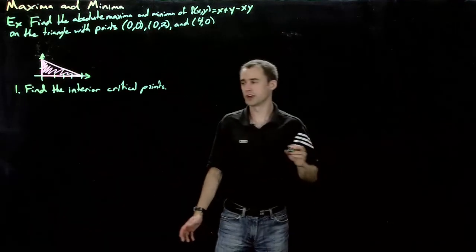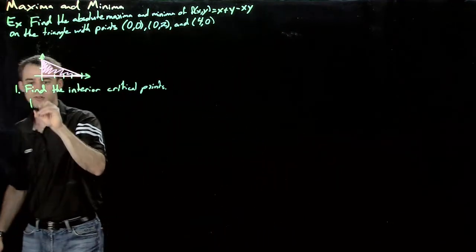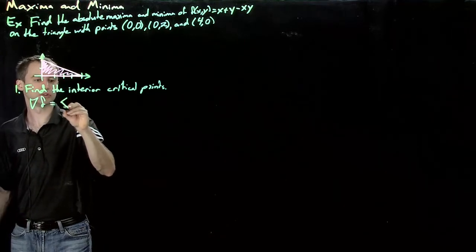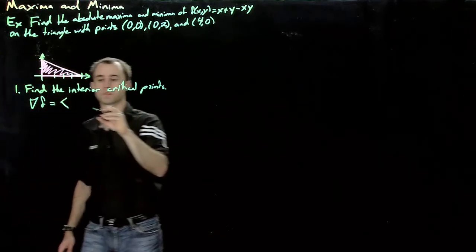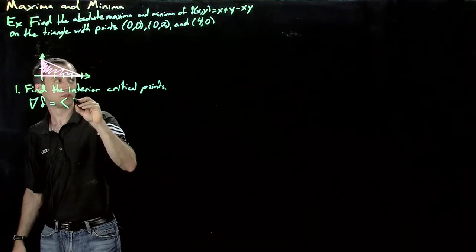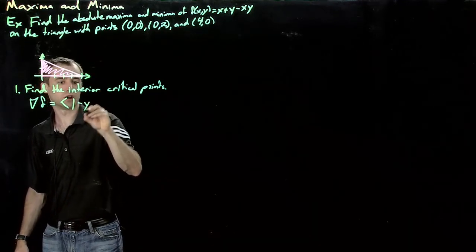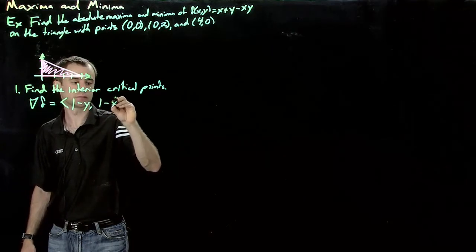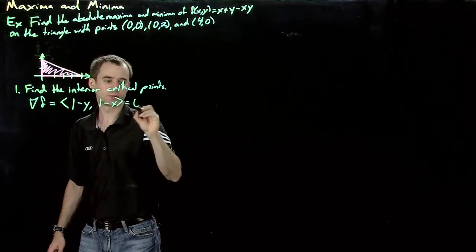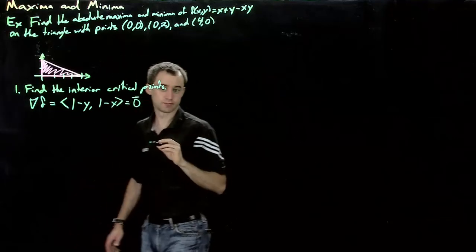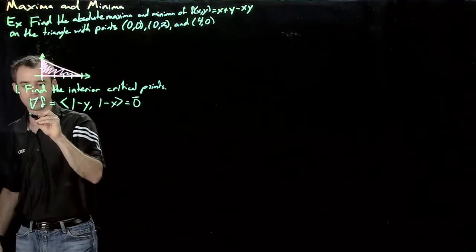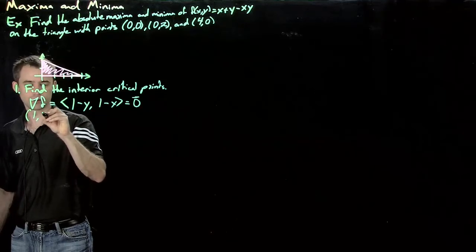Recall, to do this, we have to take the gradient. So the gradient of f is equal to (1 - y, 1 - x). And this was supposed to be equal to the 0 vector. Well, this is only going to happen if we have the point (1, 1).